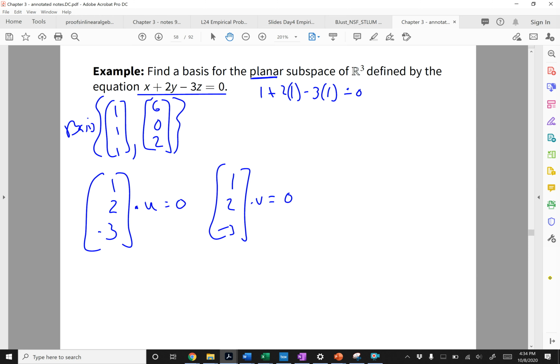So you can use the dot products here to find them also, and to define the basis. So as long as it's true and u and v are linearly independent, then u and v are a basis.